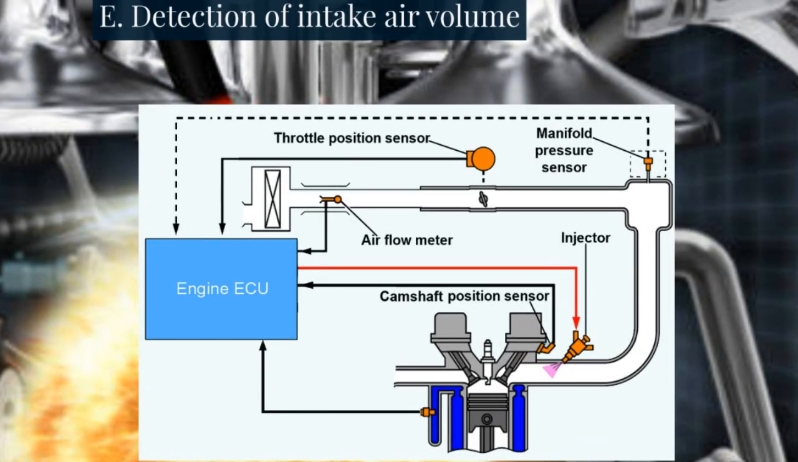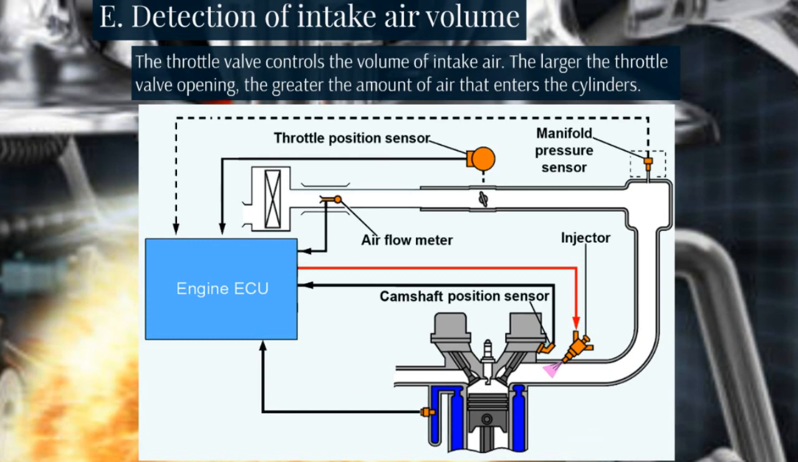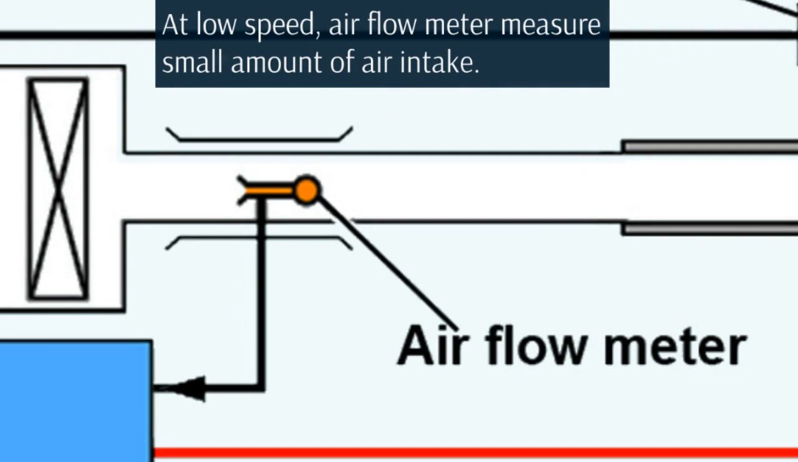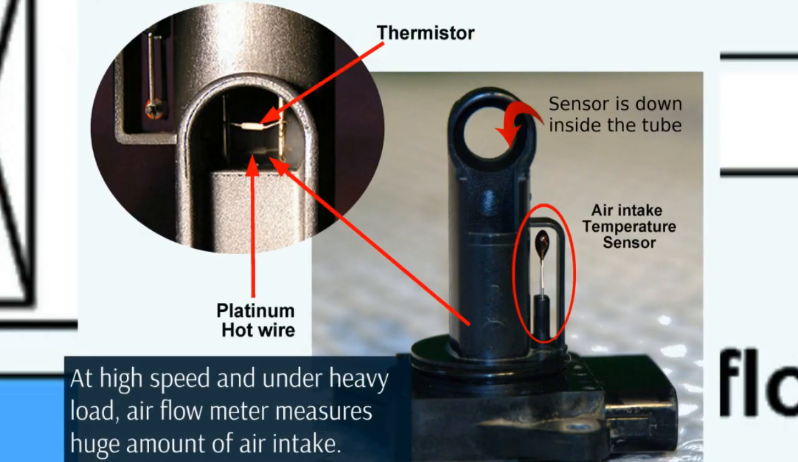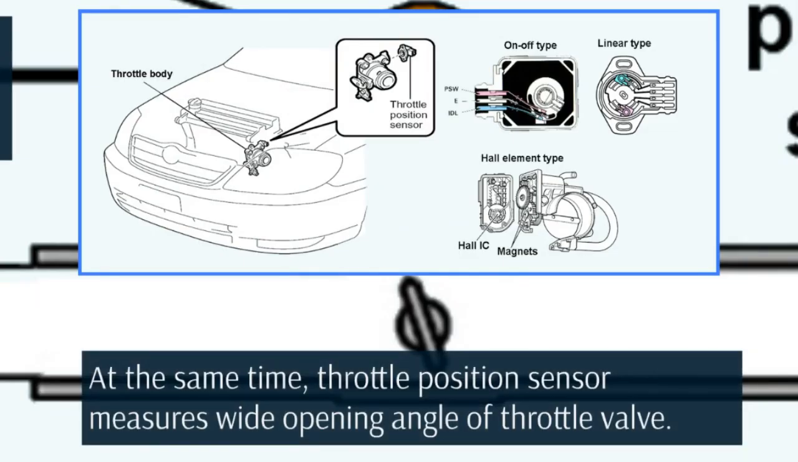Detection of intake air volume. The throttle valve controls the volume of intake air. The larger the throttle valve opening, the greater the amount of air that enters the cylinders. At low speed, the airflow meter measures a small amount of air intake. At high speed and under heavy load, the airflow meter measures a huge amount of air intake. At the same time, the throttle position sensor measures a wide opening angle of the throttle valve.